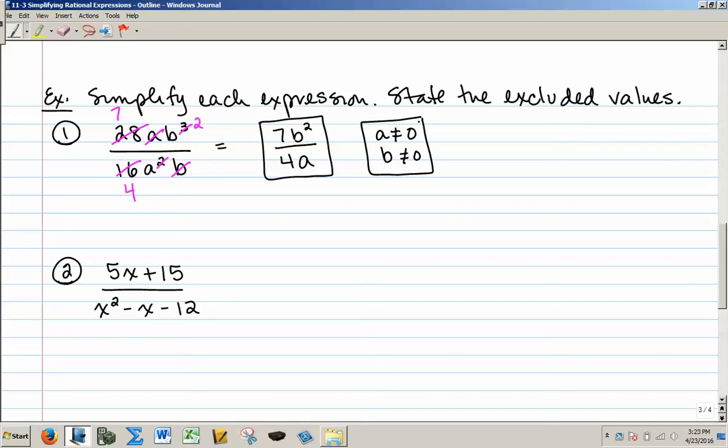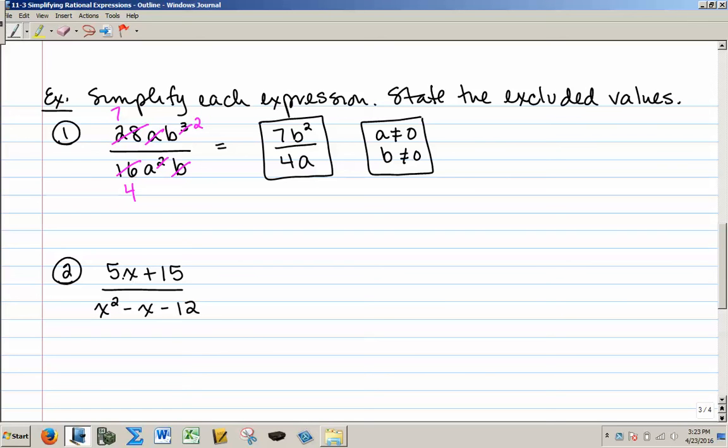Okay, let's take a look at our second example here. 5x plus 15 over x squared minus x minus 12. Let's factor the top and the bottom. Oh, here's what I was saying about how you can only cancel stuff that's being multiplied. At first look, you might say, well, here's an x, and I can cancel that with this x here.